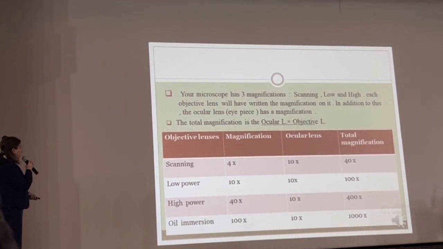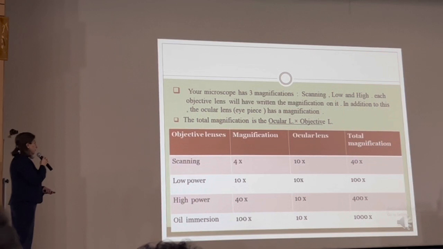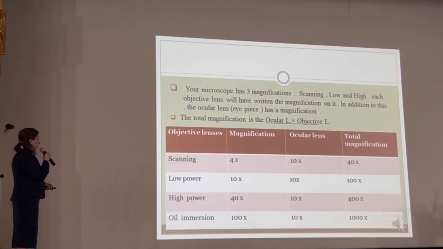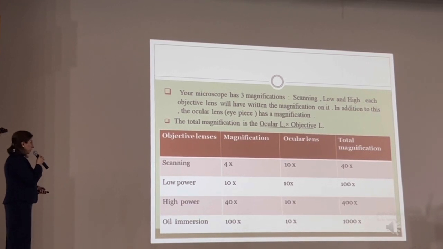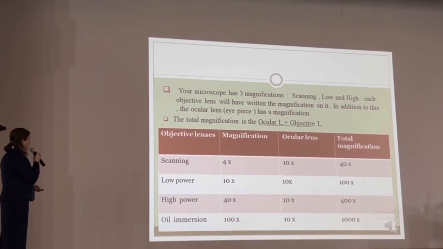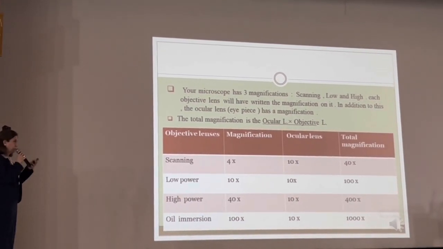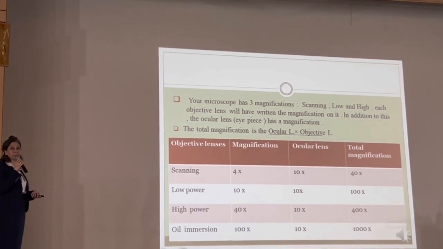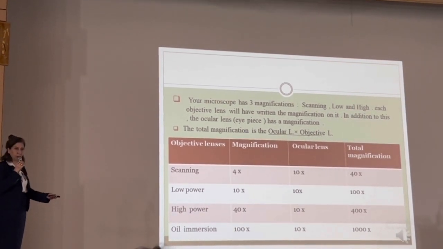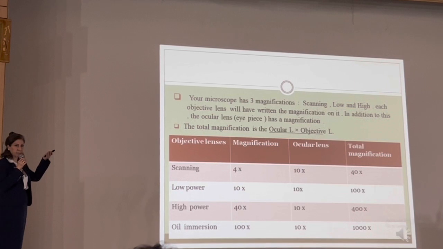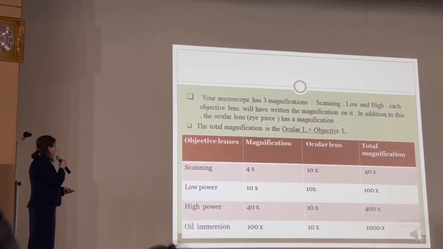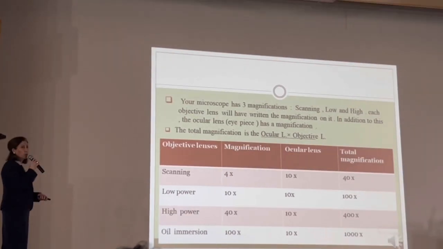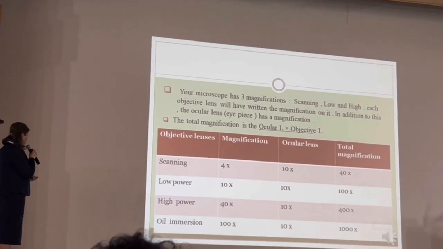So your microscope has 3 magnifications: the scanning, low and high. Each objective lens will have the magnification written on it. In addition to this, there is the ocular lens, which is the eyepiece, and the condenser. The total magnification of the image will be the ocular multiplied by the objective lens power.